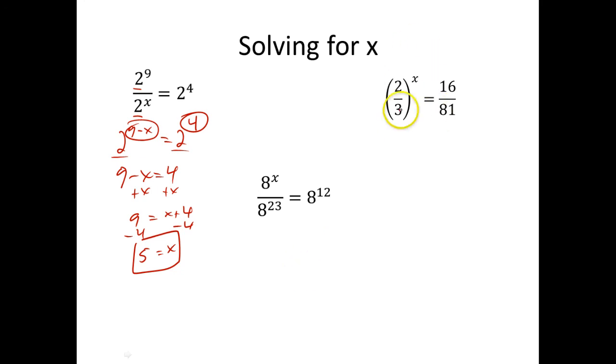This next one over here, (2/3) to the x equals 16 over 81. Let's use our fraction to a power property. So that's 2 to the x over 3 to the x is equal to 16 over 81. Well, let's see. 2 to the 4th power is 16. Oh, and 3 to the 4th is 81, so x has got to be 4.